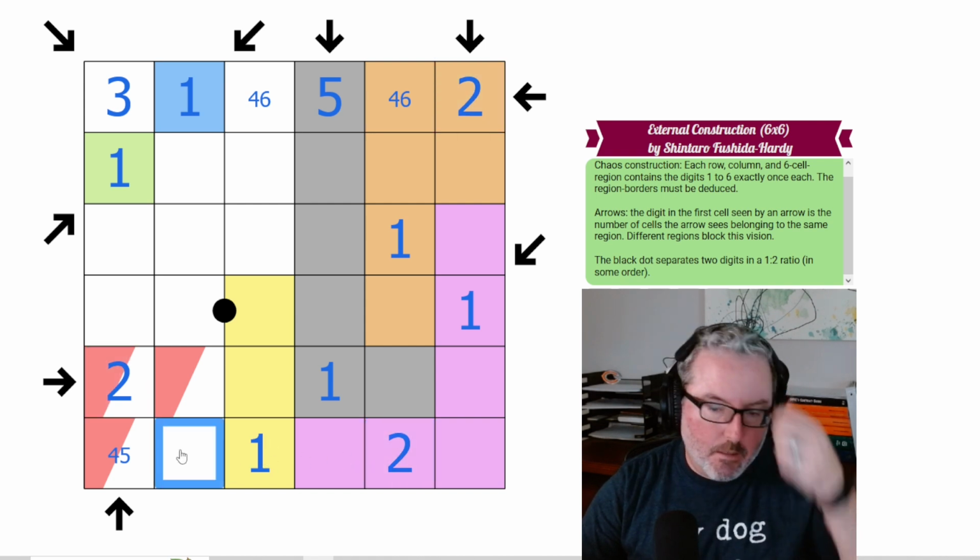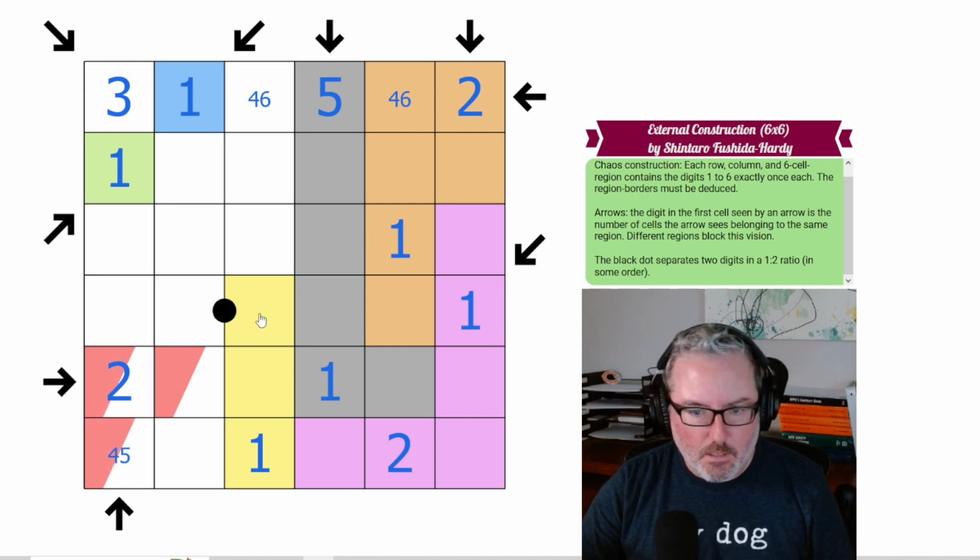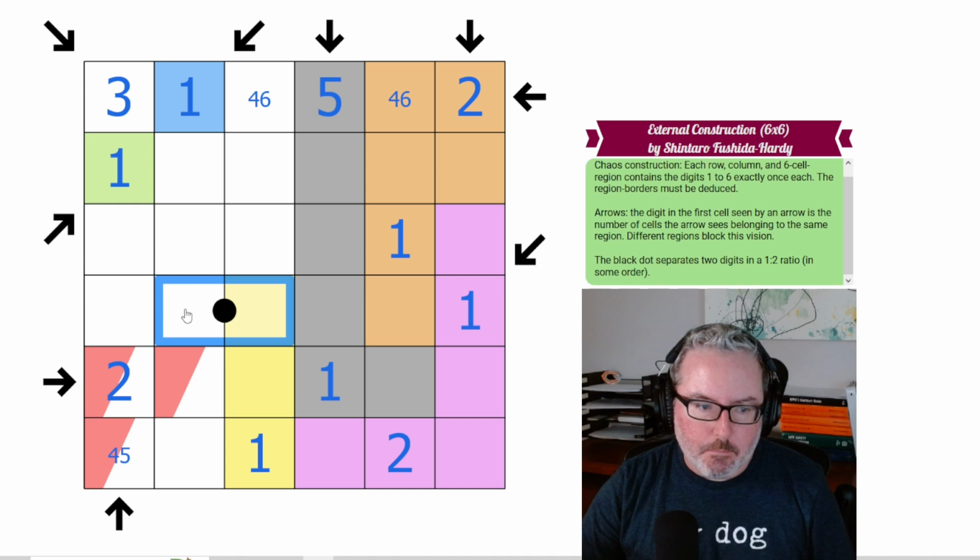It doesn't really tell us anything else, though. Doesn't seem. So what clues haven't we used yet? These ones are essentially done. This one isn't quite done. This one is done. And this one isn't quite done. And we still have our Black Kropki Dot to deal with.